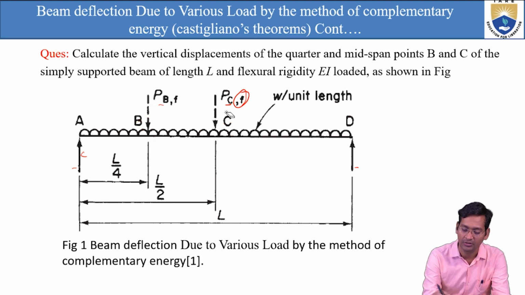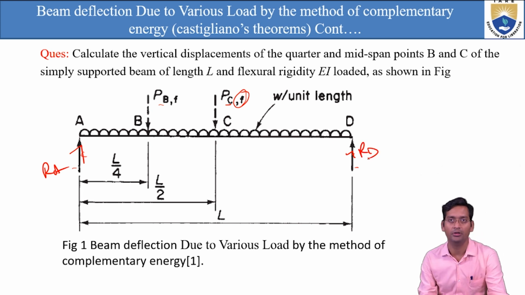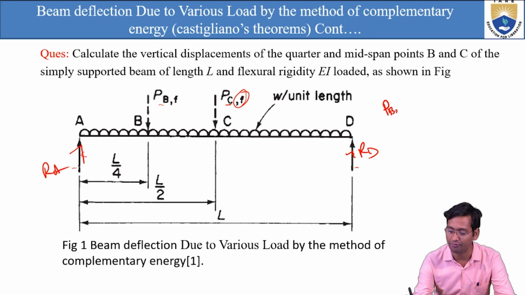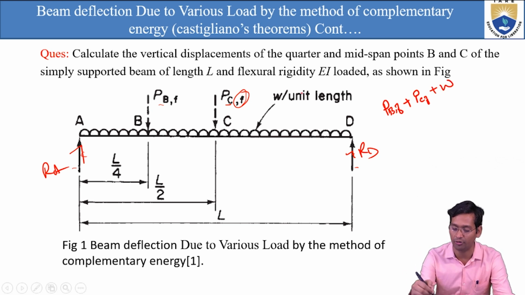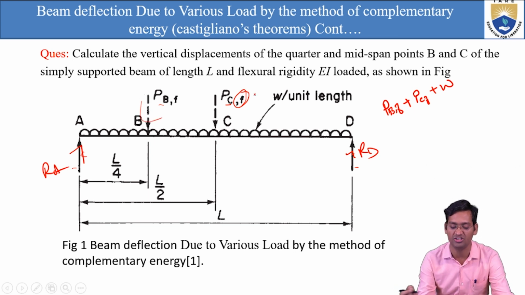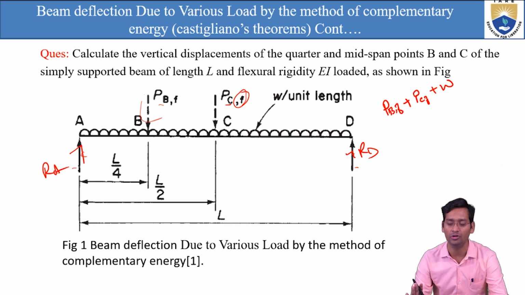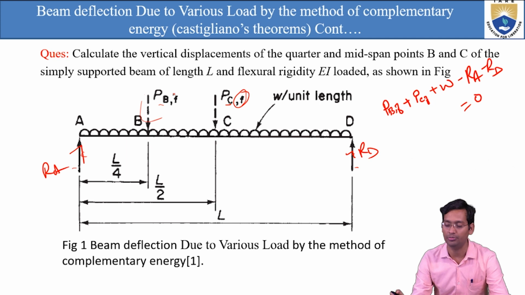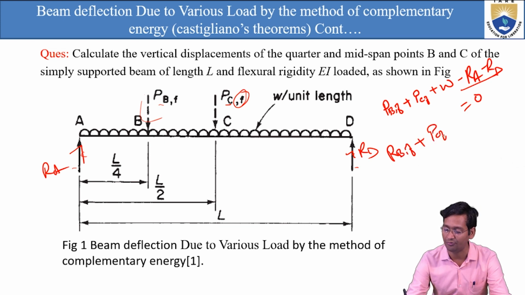First we will find the reactions, RA and RD. So what will be the reaction? First, how much force is acting in total? The forces are PBF plus PCF plus W. These three forces act downward and these two act upward. Either you can take downward forces as positive and upward as negative, and for equilibrium the sum must equal 0. So I'm writing the upward forces as negative: that is, minus RA minus RD, and it must equal 0, then only the system will be in equilibrium. Now let's take these two to the other side: PBF plus PCF plus W equals RA plus RD. So this is our first equation.